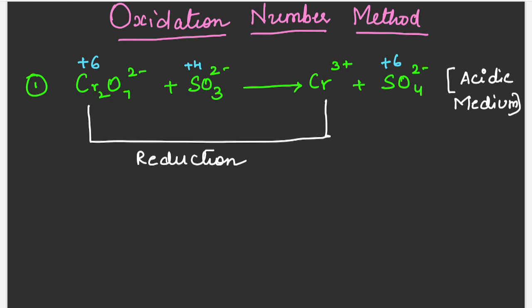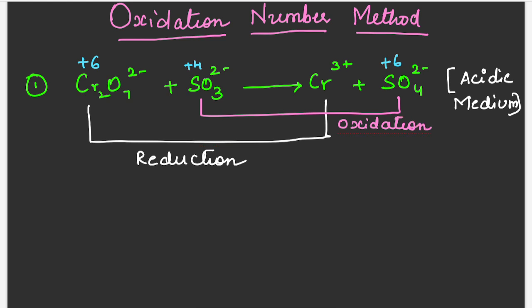And compare sulfur with that of another sulfur on the other side. So here compare sulfur with sulfur. So what is the change in oxidation state? From plus 4 it is changing to plus 6. Meaning there is an increase in oxidation state. From plus 4 it is increasing to plus 6. So increase in oxidation state is called oxidation. So here I'll write oxidation.